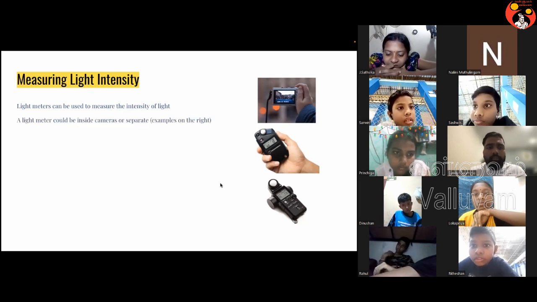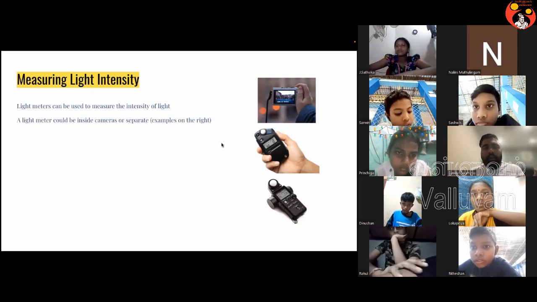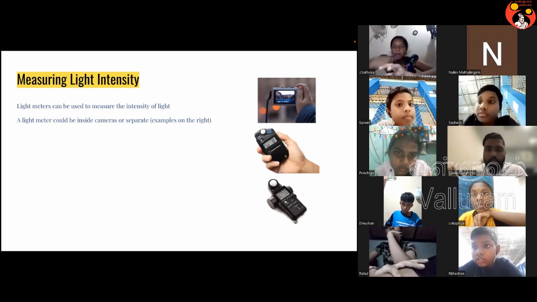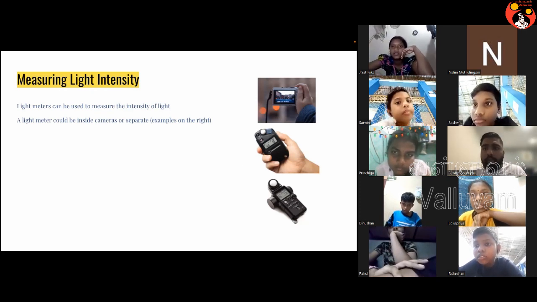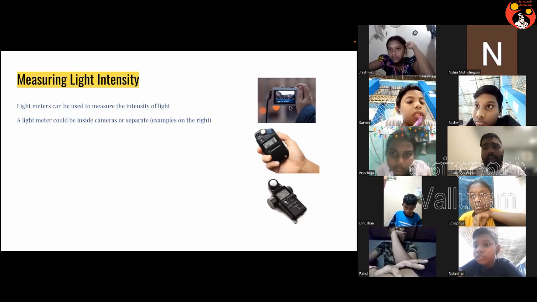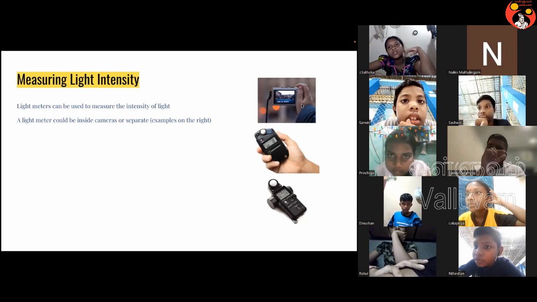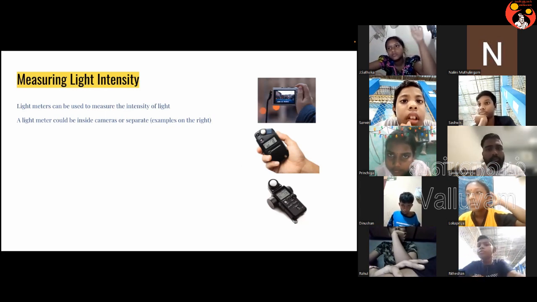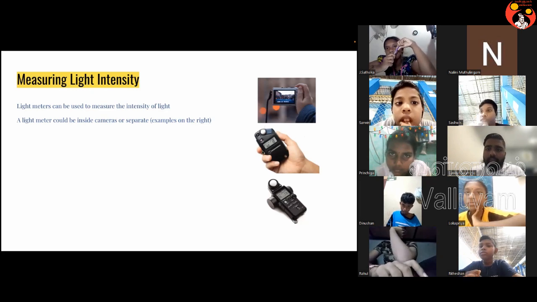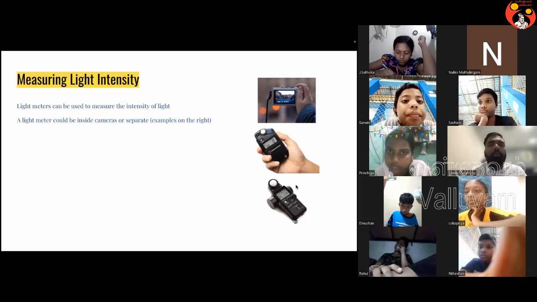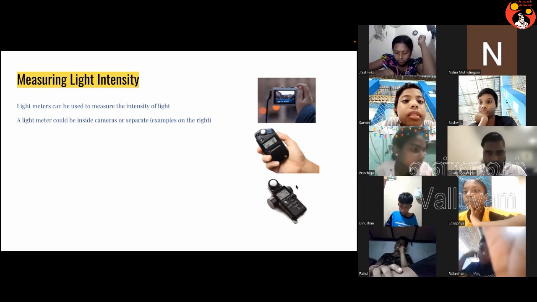Now, light meters can be inside cameras, or they can be separate devices as well. So you can see on the right-hand side here, in a camera, like a digital camera, when you're taking a photo, there will be a small icon which refers to light intensity. Then you also have these individual devices which are purpose-built purely to measure the intensity of light.